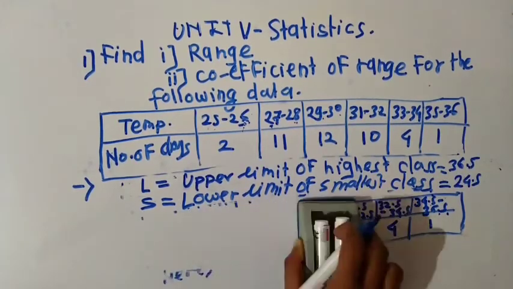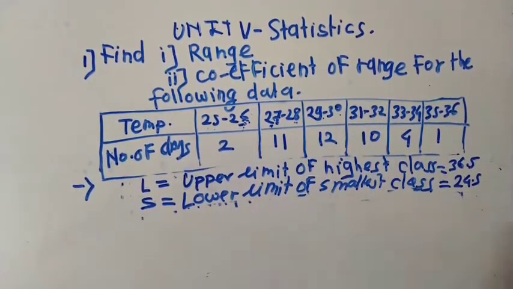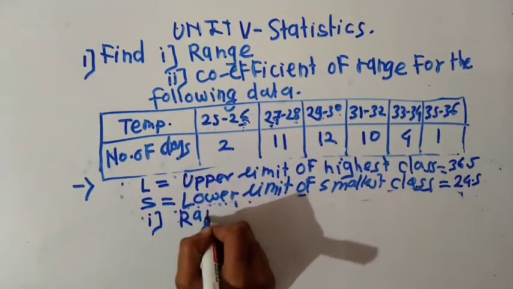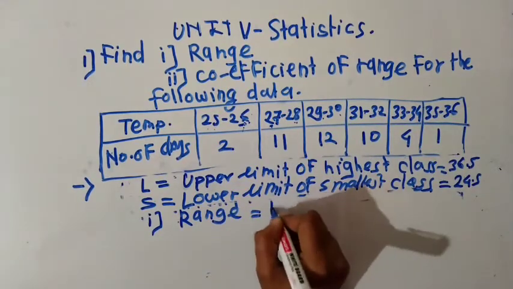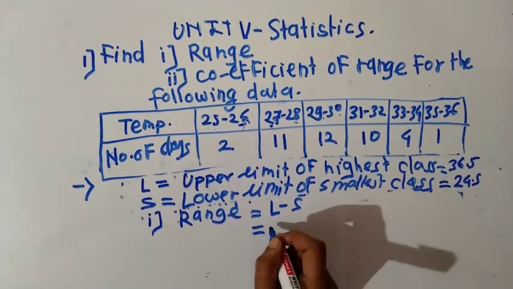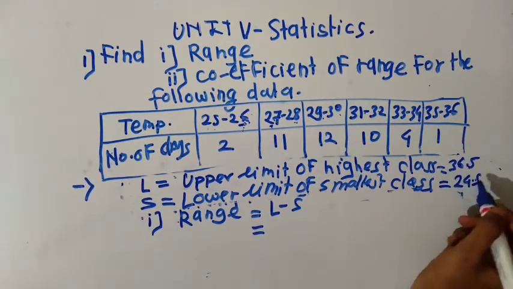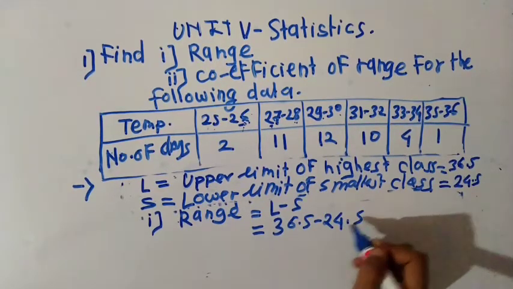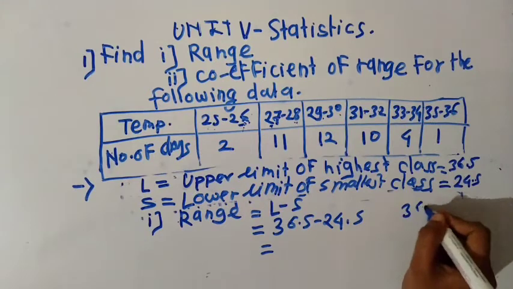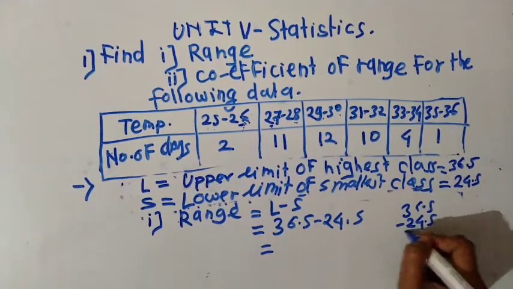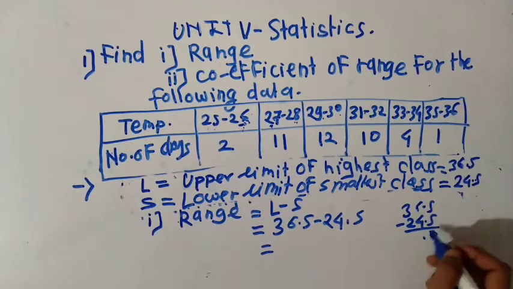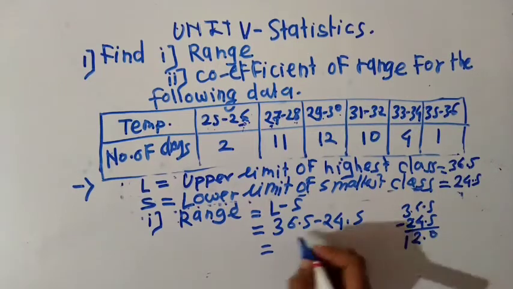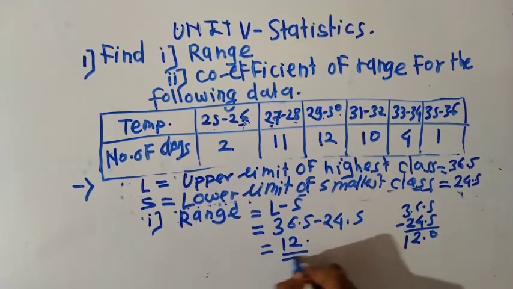So first of all we find out first range. Formula is equal to L minus S, means 36.5 minus 24.5, which is 12. So range is equal to 12.